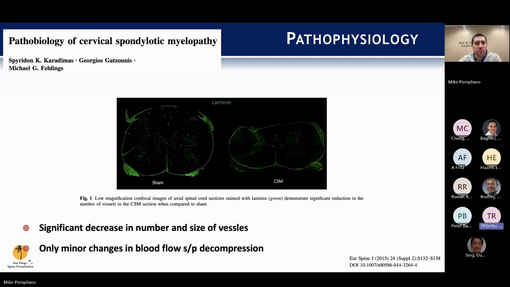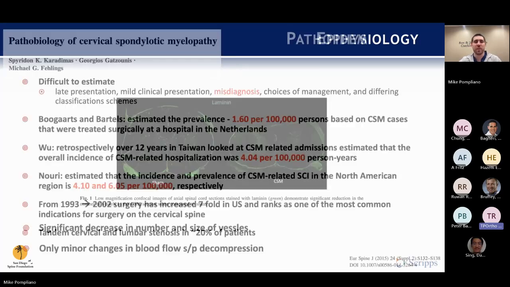This is a pretty cool picture showing essentially the changes that can occur with respect to the vascular formation. Baseline on the left and then a spondylotic patient on the right, showing pretty severe decrease in both the number and size of vessels, and then only minor changes in blood flow after decompression. So really, there can be a permanent change in that effect.